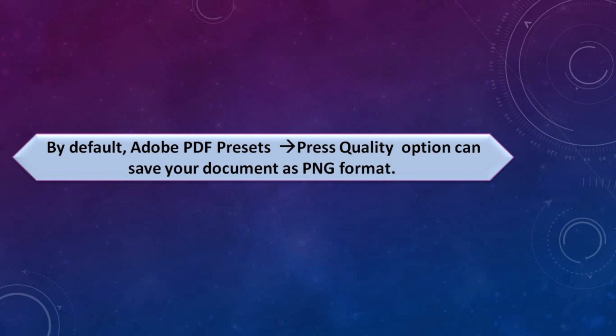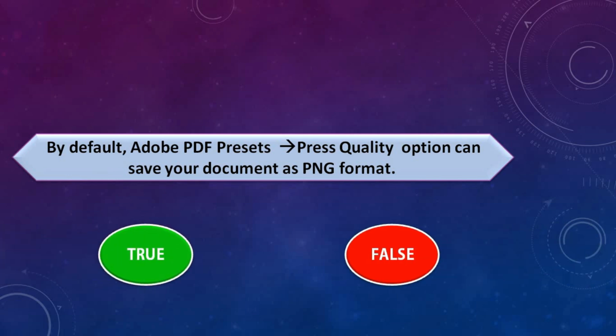By default, Adobe PDF preset press quality option can save your document as PNG. True or false? The answer is false. By default, Adobe PDF presets press quality option can save your document as PDF format, not PNG. If you want PNG, you can save it, but by default, it will be saved as PDF format.